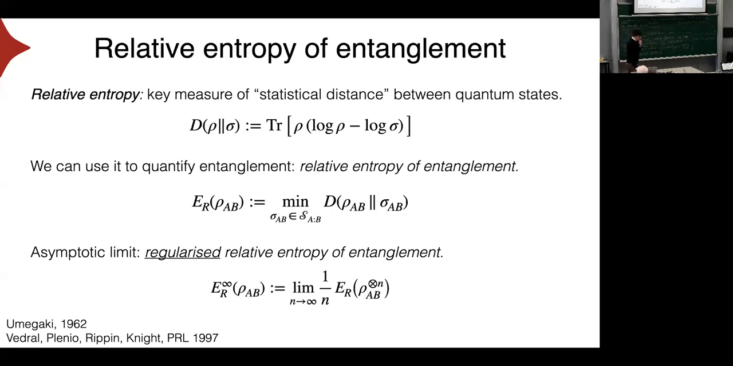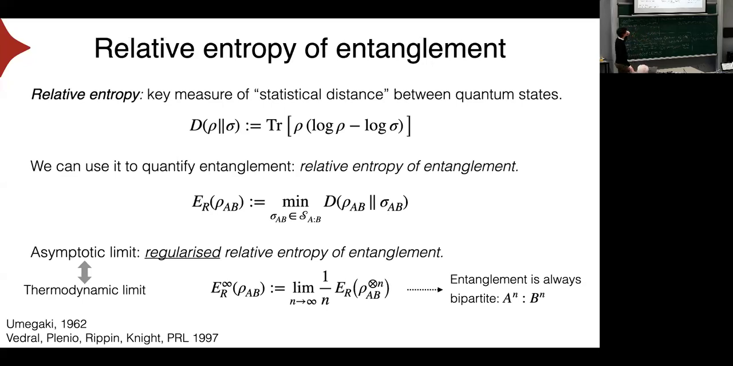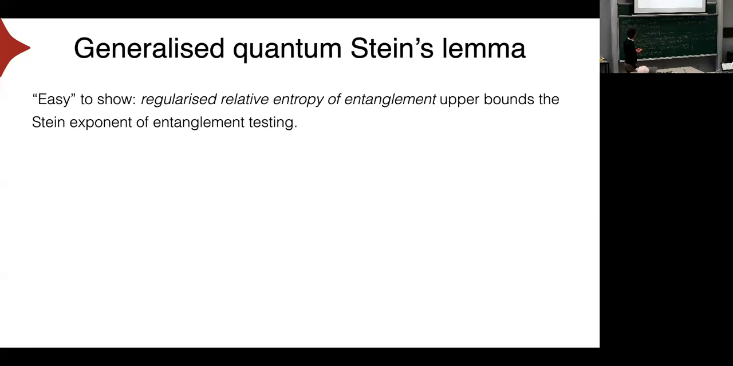And in fact, you can. Oh yeah, I should say, again, the entanglement is always bipartite between all the Alices and all the Bobs. And the asymptotic limit is somehow equivalent in quantum information to the thermodynamic limit in condensed matter. This is there for the physicists, to make them interested.